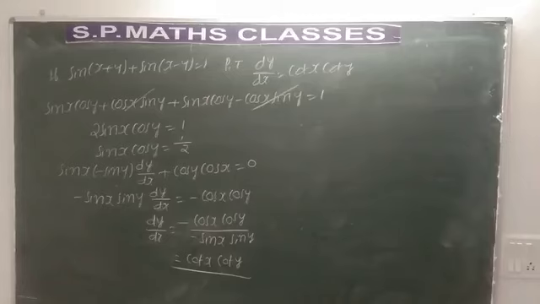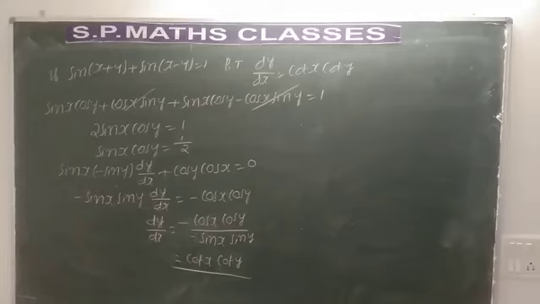Very simple way. Expand sine of x plus y and sine of x minus y. Use the formula. Sin x into cos y plus cos x into sin y plus sin x into cos y minus cos x into sin y is 1. Cos x into sin y minus cos x into sin y cancels. So you are left with 2 sin x cos y is equal to 1. Cross multiply 2. Sin x into cos y will be half.